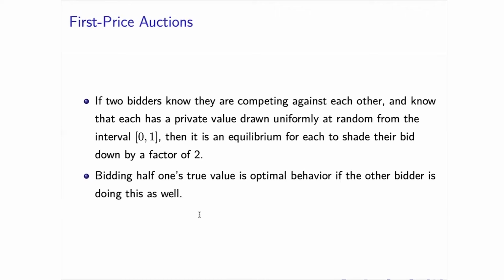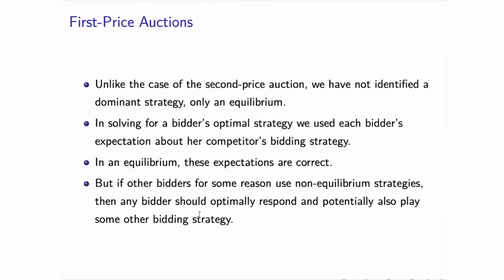However, if the other person is using any other strategy, then you may have another strategy which will do even better than this. So this is not an example where it is a dominant strategy equilibrium to shade your value by half, but it is an equilibrium in the sense that if the other person is also doing this, it is optimal for you to do this, right? So this is a weaker result compared to what we had. Here we are not identifying a dominant strategy. We are just identifying a Nash equilibrium.